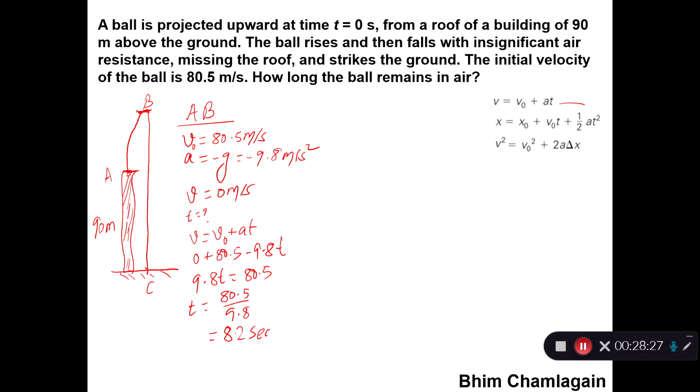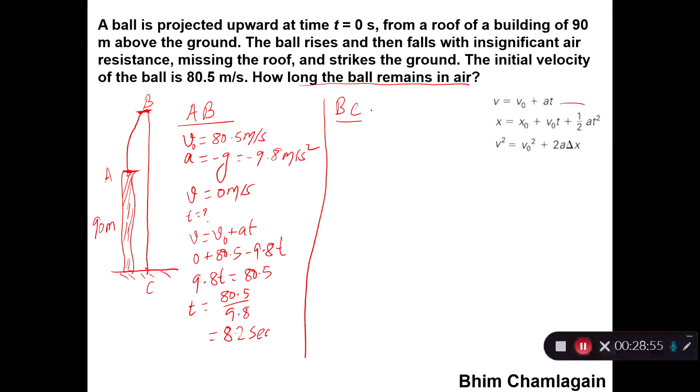So we have to calculate how long the ball remains in air. We are calculating from A to B only. So let's take how long it will take to go from B to C, and the total time is the sum of these two. Now in the second section, the BC section, the ball moves from the top point to the ground.